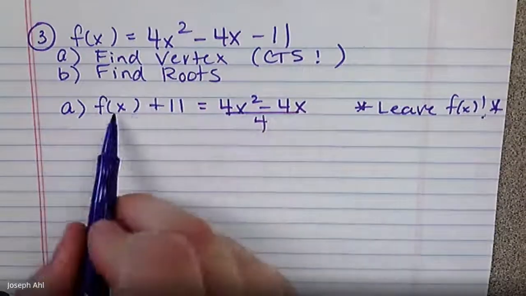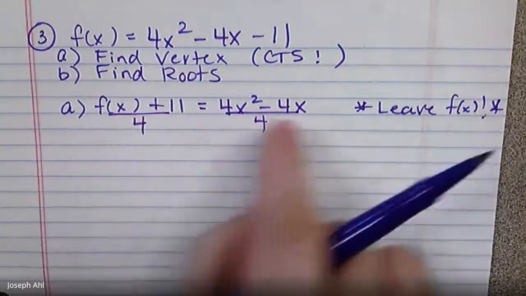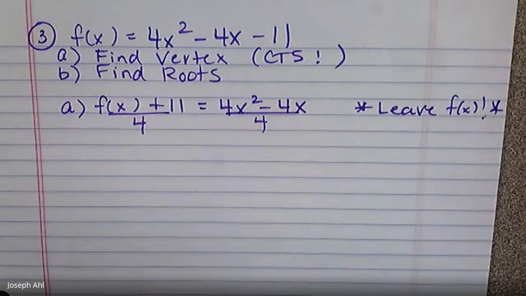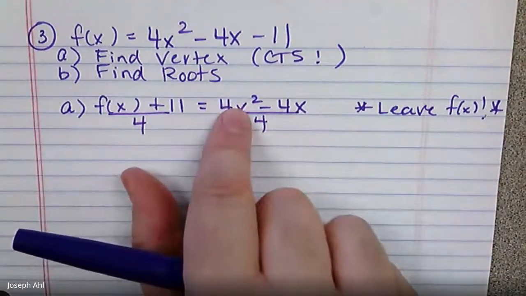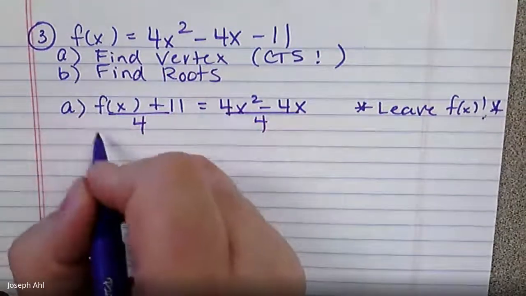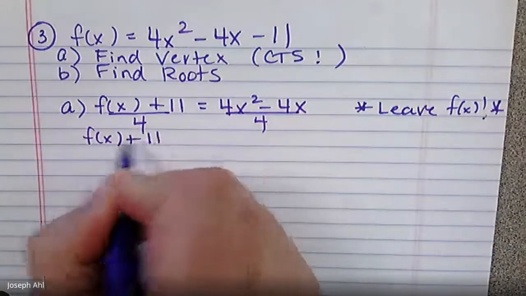So go ahead and in this next step, before you complete the square, you have to divide by 4. Can't complete the square unless the coefficient of x squared is a 1. So this becomes f of x over 4 plus 11 all over 4.